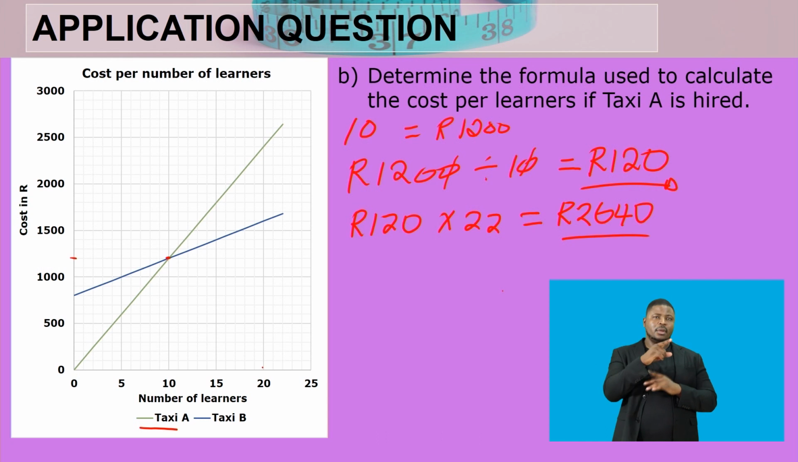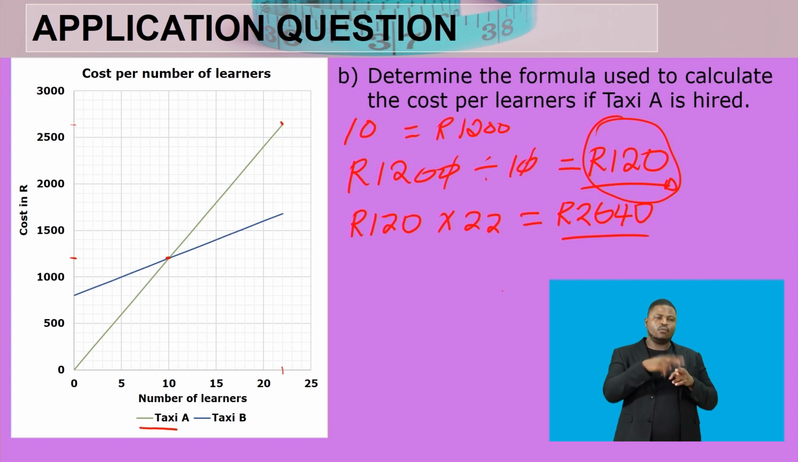We go to our graph, we've got 20, 21, 22, 23, 24, 25. So 22 is here. For 22, we can take our line just upwards and we get to this point. When we take this point and align it on our side, we get somewhere here. So this is 2,500, this is 2,600, then 2,640. It does make sense if we look at that estimation. So it will cost each learner 120 to hire taxi A.